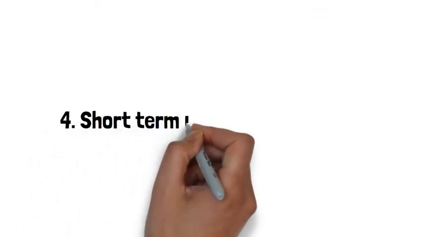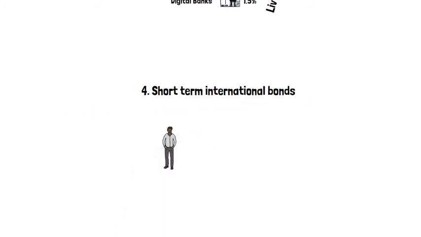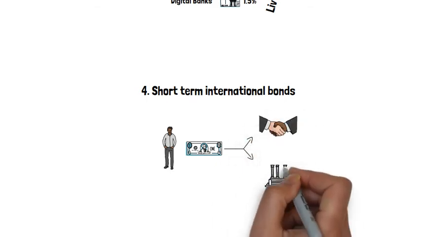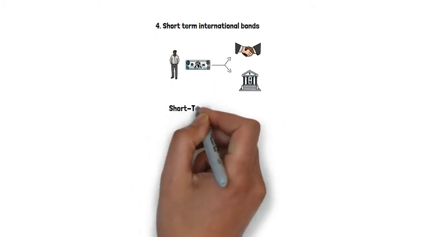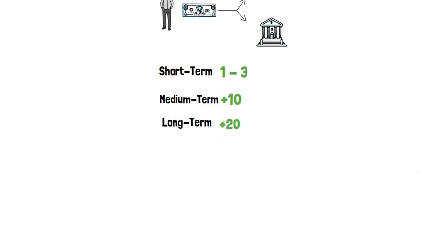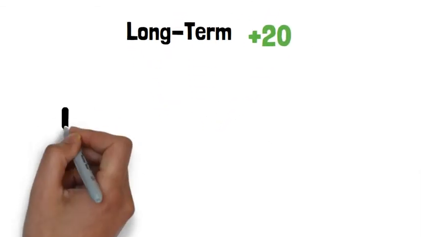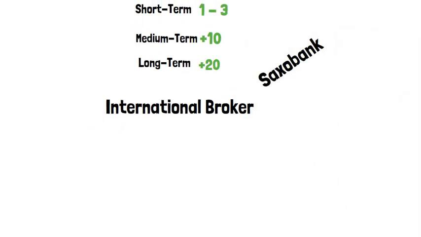Option number 4. Short-term international bonds. Bonds are investments where you lend money to corporations or governments. Bonds have different maturity dates. There are short-term bonds, mature in 1 to 3 years, medium-term bonds, mature up to 10 years, and long-term bonds, mature more than 20 years. You can invest in international bonds from UAE through international brokers such as Saxo Bank and Swissquote.